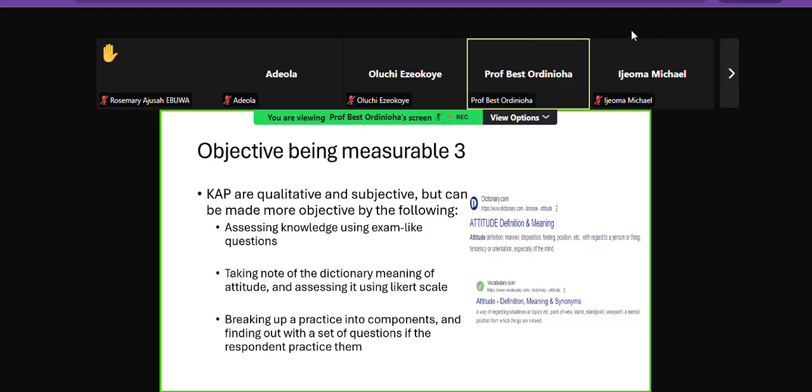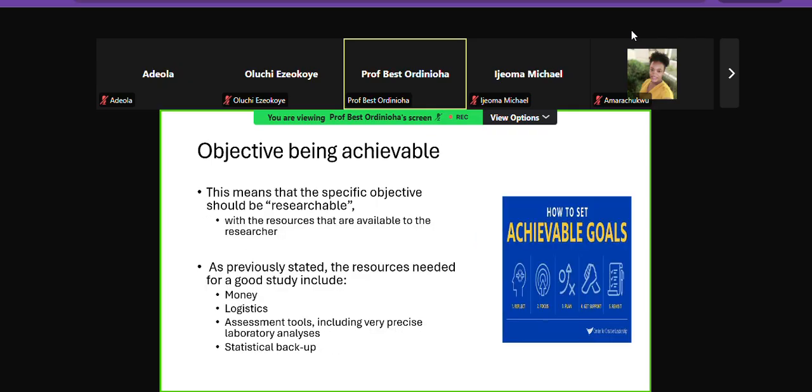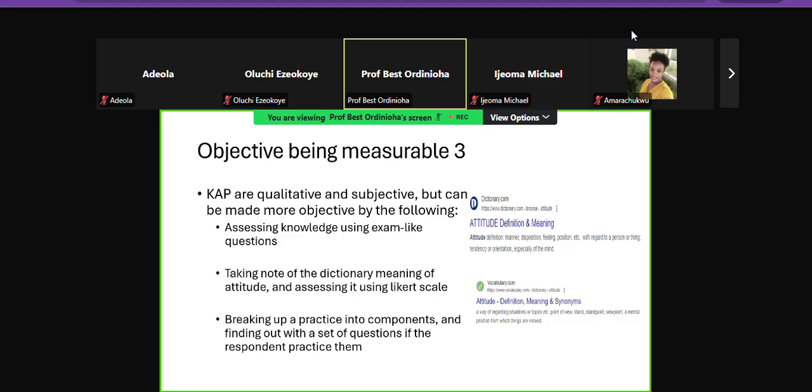Even for attitude, you have to find a way to measure attitude. Attitude is the disposition towards something. You must find a way to measure that attitude, that disposition. And one of the best ways of measuring that disposition, which is almost like an abstract thing, is to use a Likert scale. We are going to tell you more about how to do that.